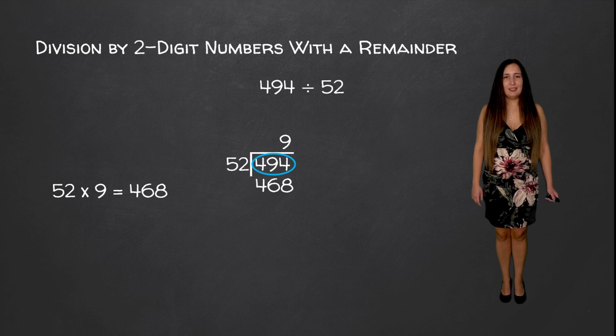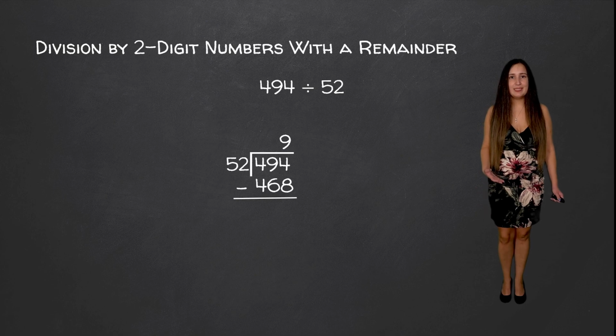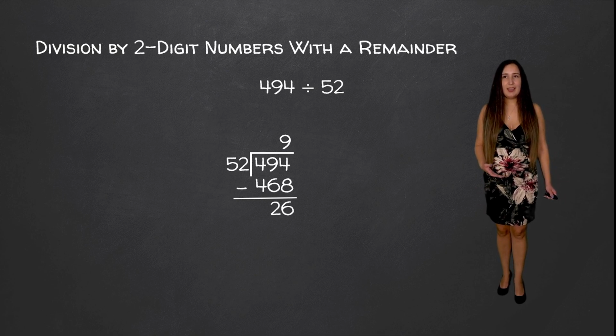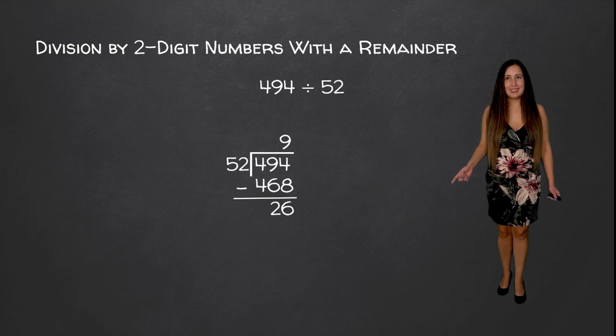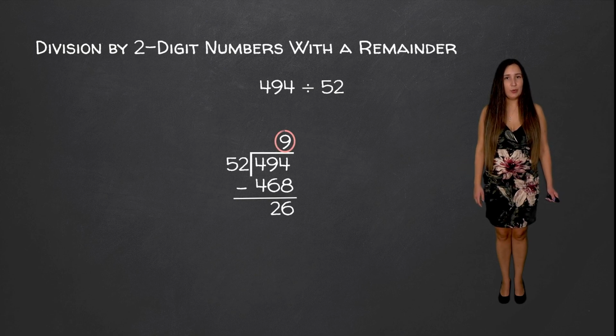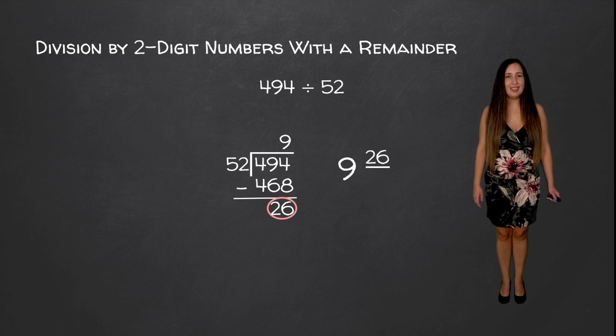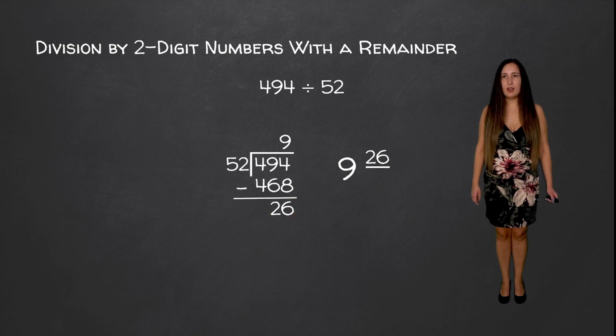So we're going to write that down. And then we're going to take these two values and we're going to subtract them to see what's left over. So once we subtract them, we get a remainder of 26. And now what we're going to do is write this out as a mixed number. So 52 goes into 494 9 whole times, so that's going to be our whole number. And then we have a remainder of 26, so that's going to be our numerator. And then it's out of 52, our divisor's 52, so that's going to be our denominator.